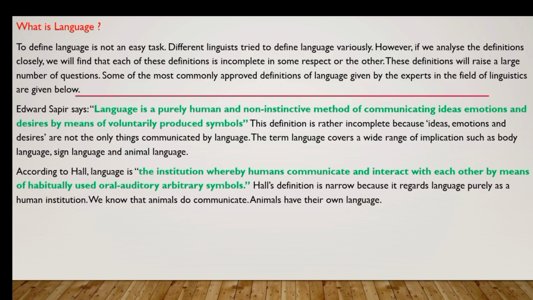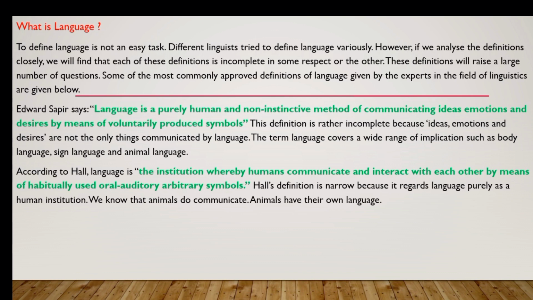For example, Edward Sapir has given a definition. He says that language is a purely human and non-instinctive method of communicating ideas, emotions, and desires by means of voluntarily produced symbols. He wants to say that language is only concerned with humans and it is a non-instinctive method for expressing our ideas, emotions, and desires. Now, this definition is narrow because ideas, emotions, and desires are not the only things communicated by language, because the term language is broad and covers multiple applications such as sign language, body language, and animal language. So this definition is to some extent incomplete.